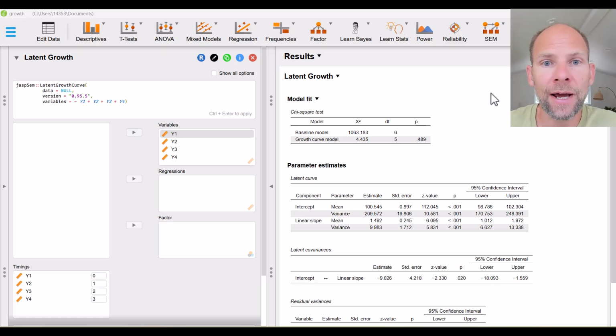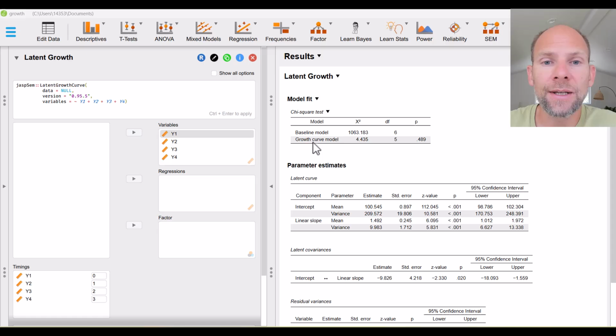Then you can see output appears on the right-hand side under results. And so right away, you get a table with model fit statistics, a chi-square test of model fit, which allows us to determine whether a linear growth curve model here fits the data well. That's the model that JASP estimates by default, a linear growth curve model like we've seen previously.